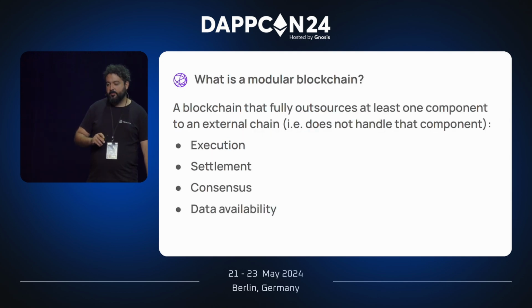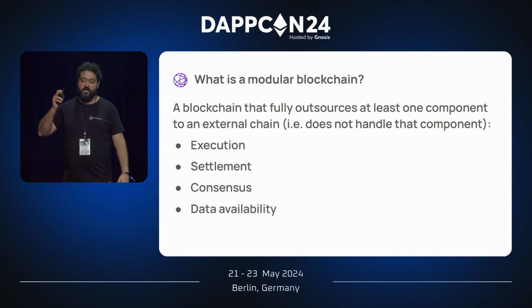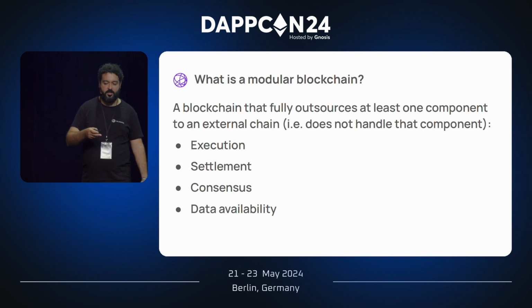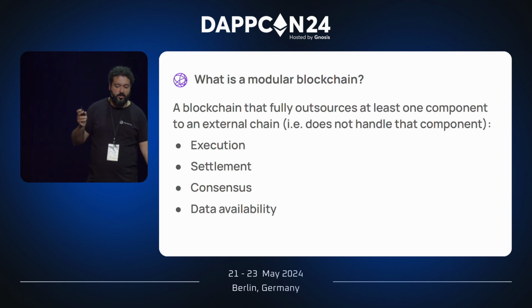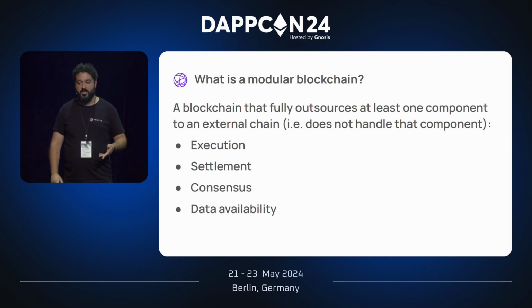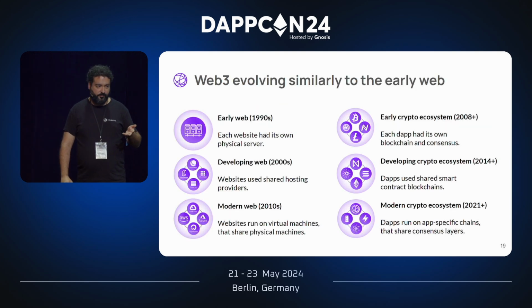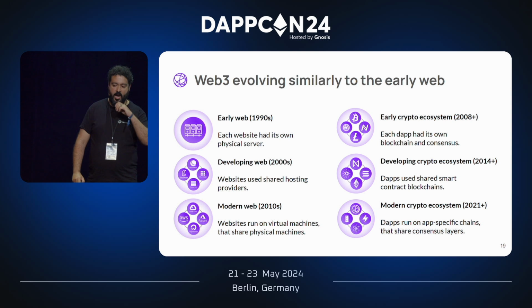So what is a modular blockchain? A modular blockchain is a chain or a network that outsources at least one of these tasks, right? Like it outsources at least execution, settlement, consensus, or data availability. It doesn't handle that component itself. And if you think about it, it's actually very similar to how the web evolved early on.